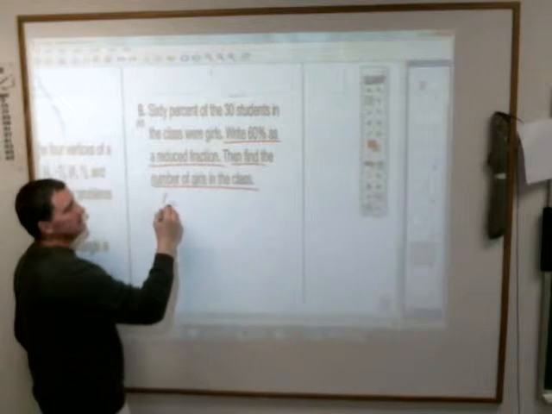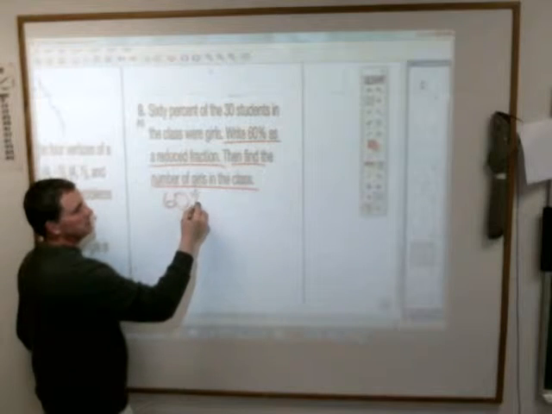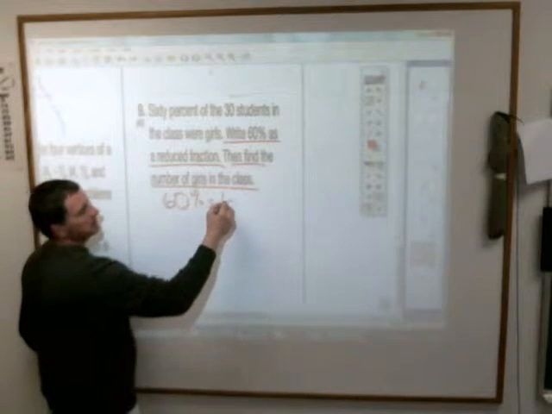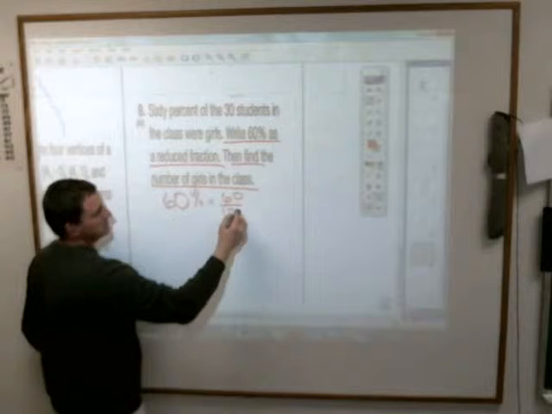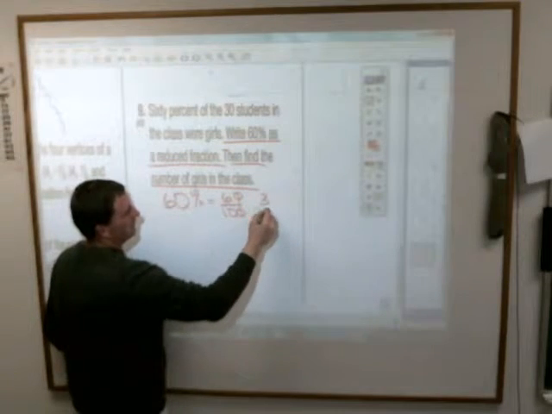So step number 1, 60% as a reduced fraction is 60 over 100. Cut off the ending zeros, it's 3/5.